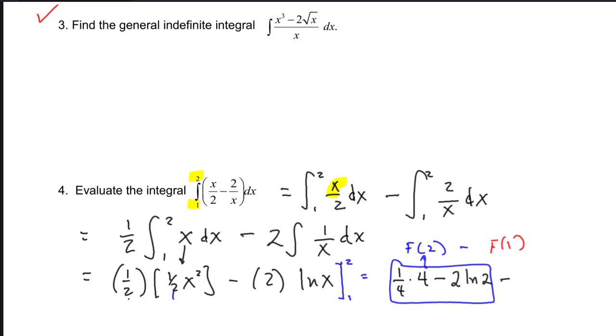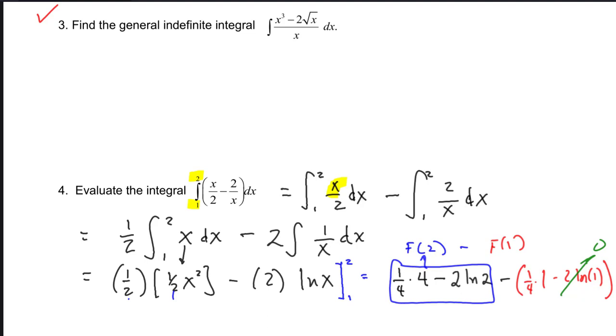Now because of the minus, you're going to need parentheses here because that minus will distribute. So I plug in 1. 1 squared is 1. 1/4 times 1. And then I'm going to plug in natural log of 1. That's -2 ln of 1. Now it turns out if you simplify some of this, the natural log of 1 is 0. And so we really only have a subtraction distributing to the 1/4, and this would be our final answer.